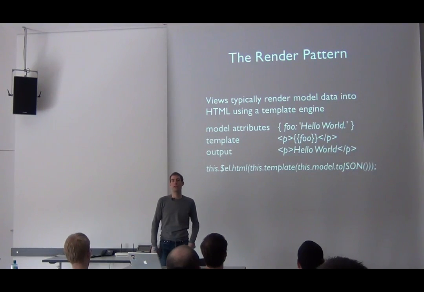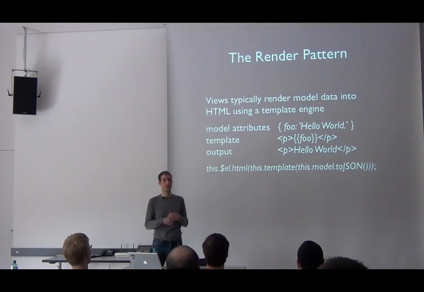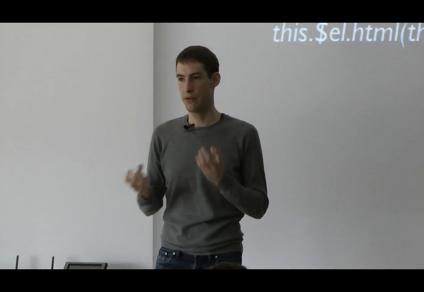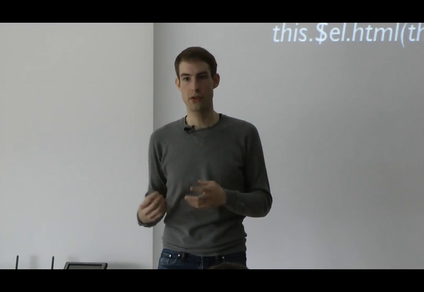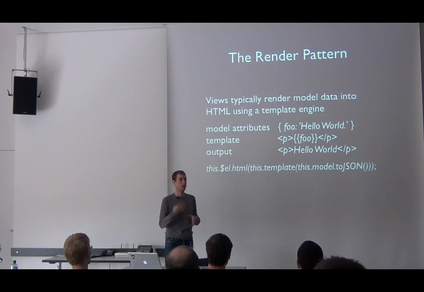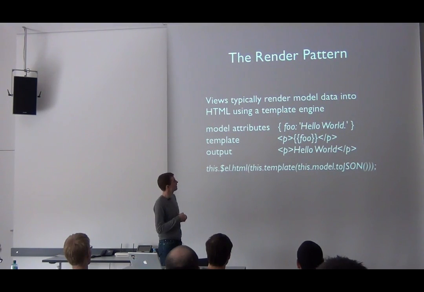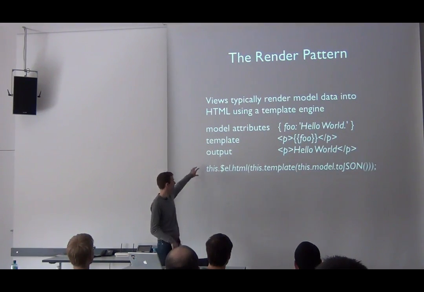The interesting part of a view is that in Backbone you normally render a view, which means if you call the render method, the visual representation, the HTML representation, is created in the DOM. So you create a representation of your model data in the DOM, so the user can interact with it. This is called the render pattern. So a view has a render method, which mostly looks like this.